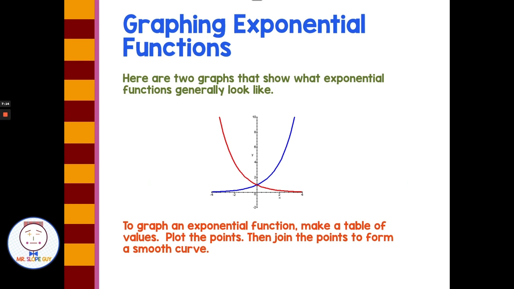So here are 2 graphs that show what exponential functions generally look like. To graph an exponential function, make a table of values, plot the points, and then join the points to form a smooth curve. So the blue one from left to right, it's growing very quickly. This would be exponential growth. And the red line from left to right is showing exponential decay. It's getting smaller and smaller and closer to 0 without actually getting down to 0.